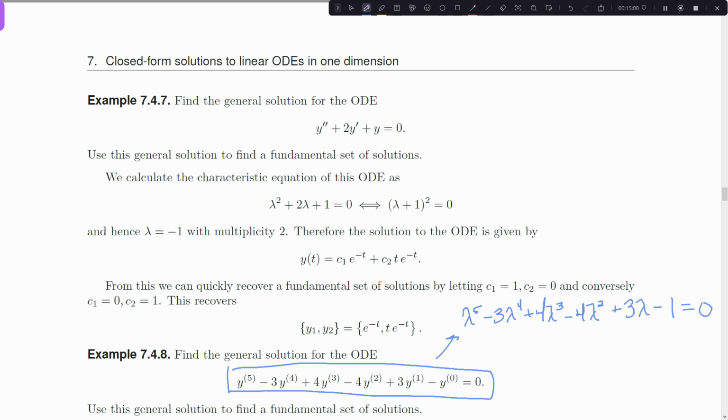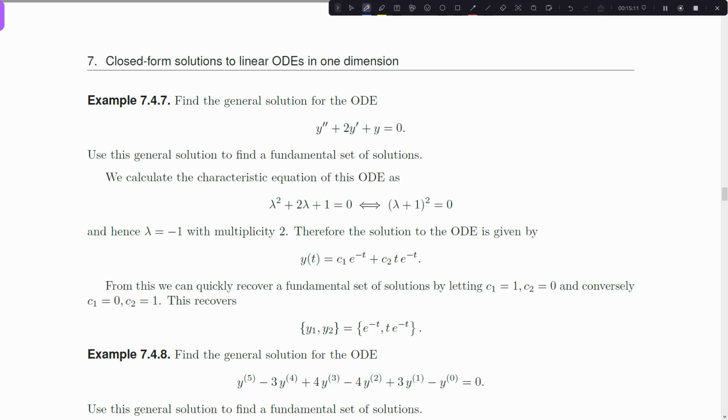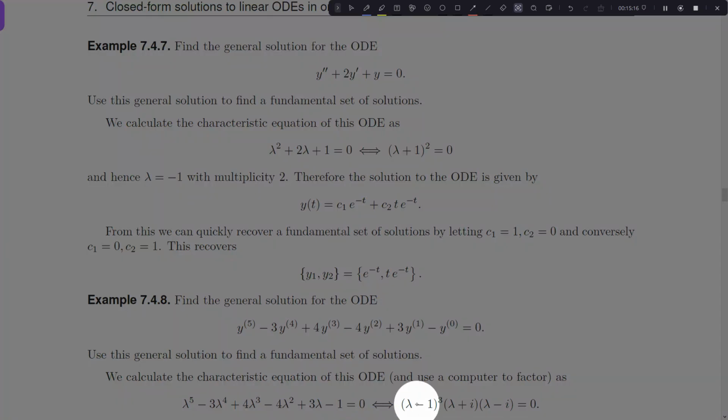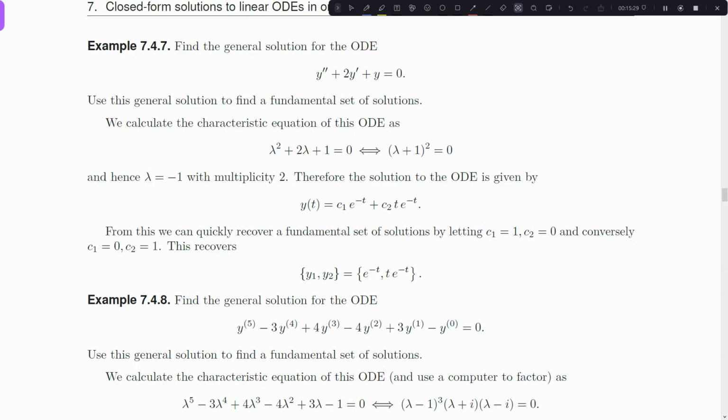If I plug that into my computer, I'm going to get some roots of that equation. If I ask my computer to factor that for me, it's going to tell me it factors as lambda minus 1 cubed, lambda plus i, and lambda minus i. And this is why all of a sudden it's important we know some complex analysis, so we can be comfortable with roots being complex in this case. So then I want to be careful, because I do have a multiplicity 3 here, which means when I construct my solution, I have to consider multiplicity 3.